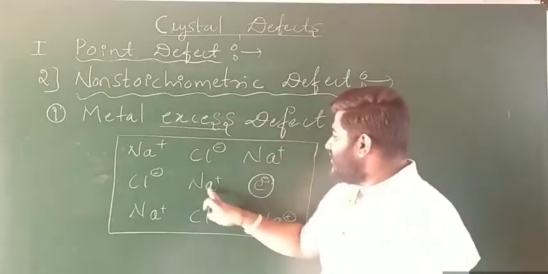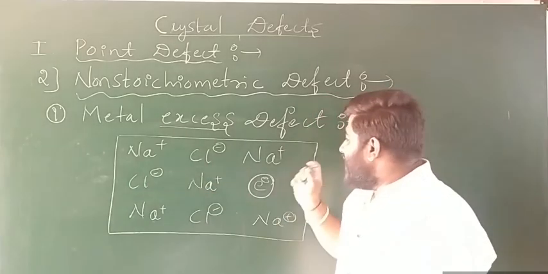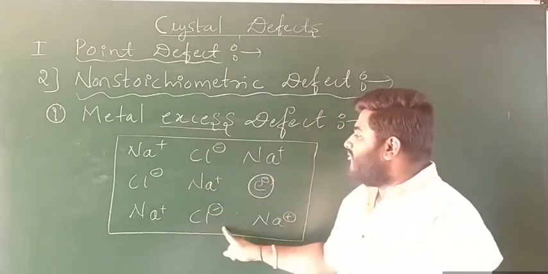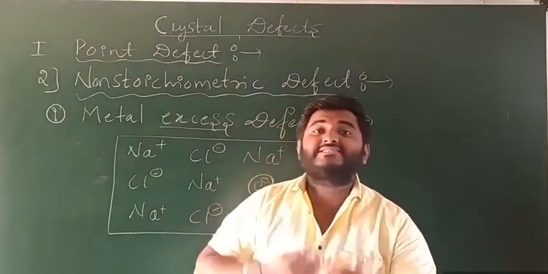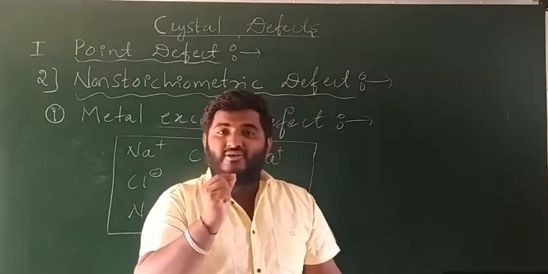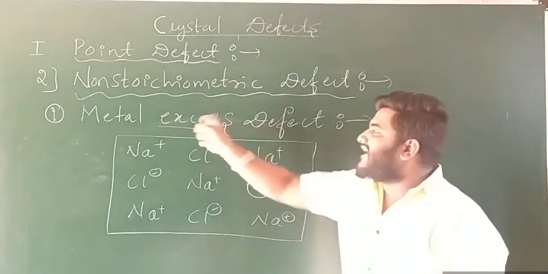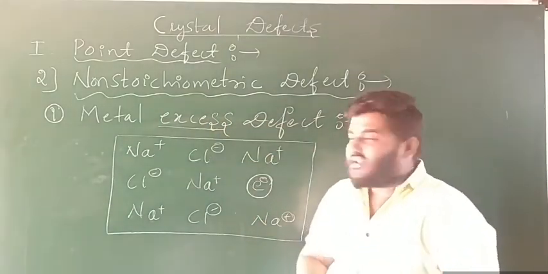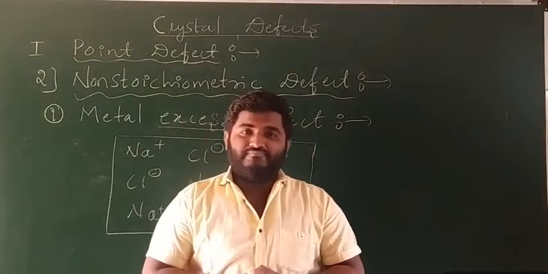See here: 1, 2, 3, 4, 5. 5 sodium atoms are there. 1, 2, 3. So only 3 chlorine atoms are there. That means an extra metal atom is there. Due to that extra metal atom, the name is metal excess defect. Excess means extra. Then what is metal excess defect, guys?